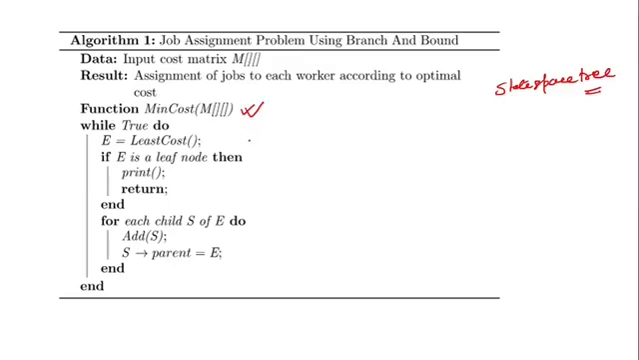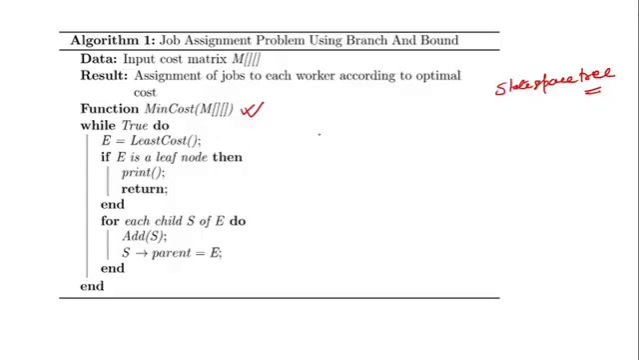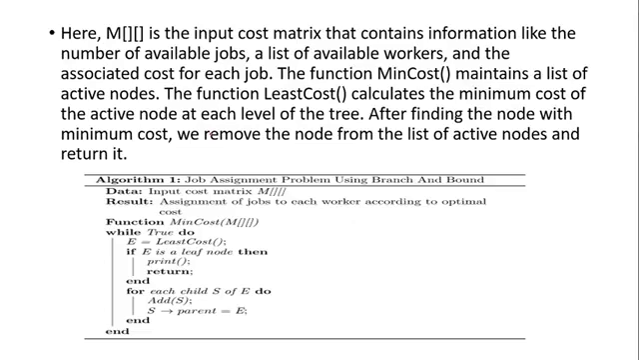Here, the matrix is the input cost matrix. It contains information like the number of available jobs and available workers, and the associated cost of each job. The function mincost maintains a list of active nodes. This is a function, and this is the matrix. This function maintains a list of active jobs.